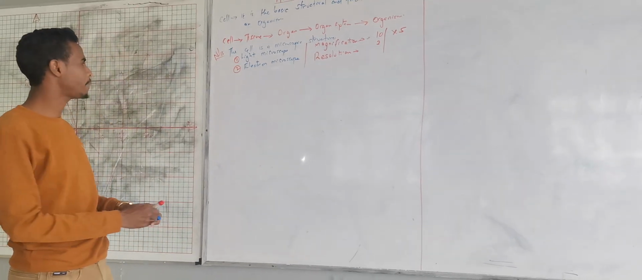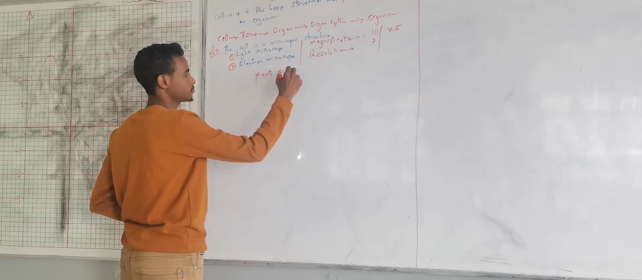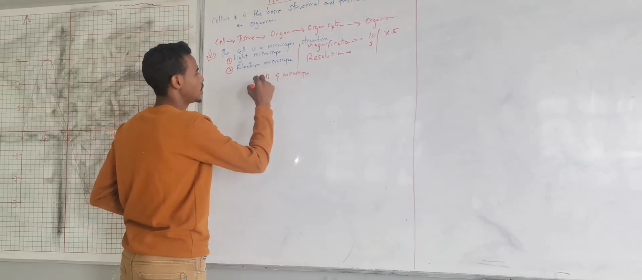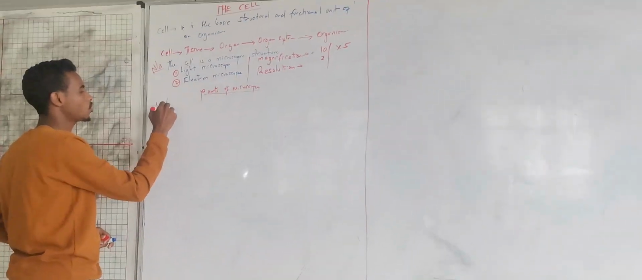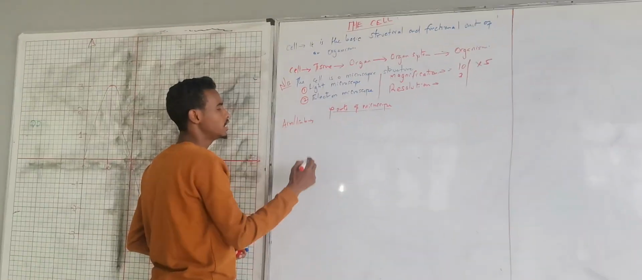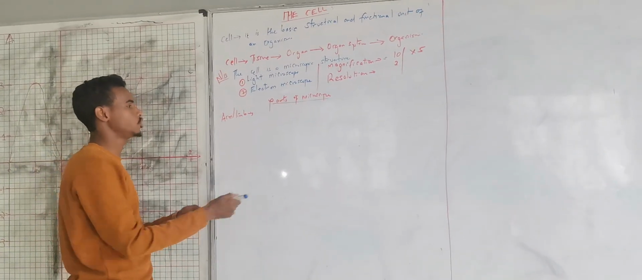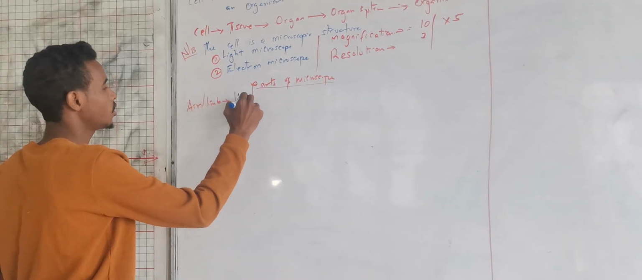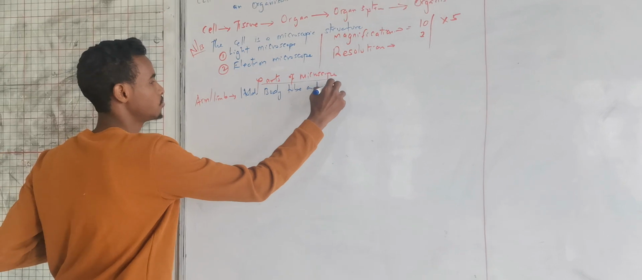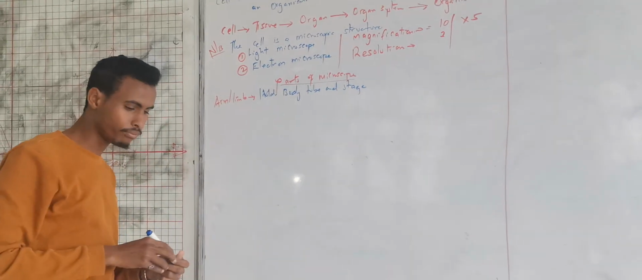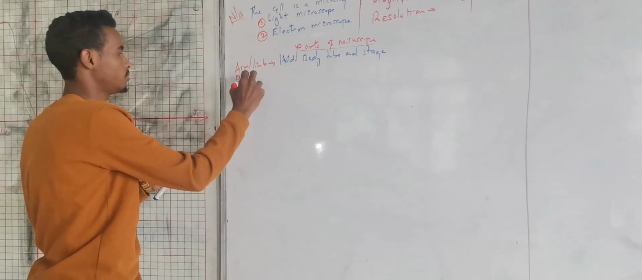Now, from there, let's look at the parts of the microscope and their function. Part one, we have the arm or limb. The arm or the limb holds the body tube and the stage. We also have the body tube itself.